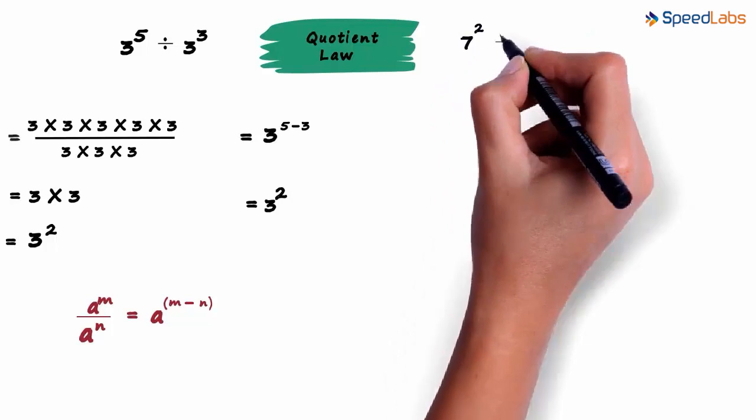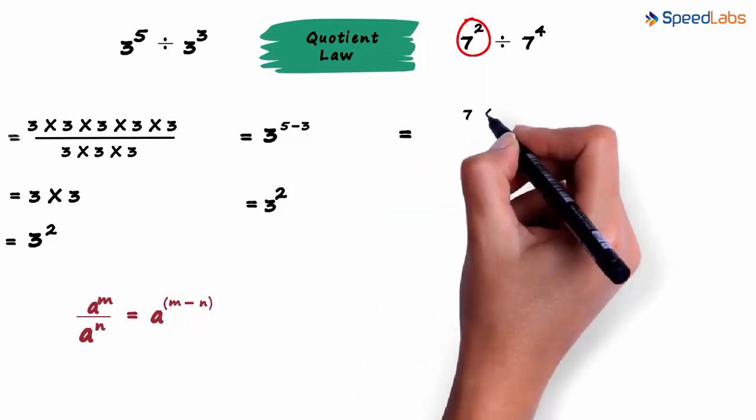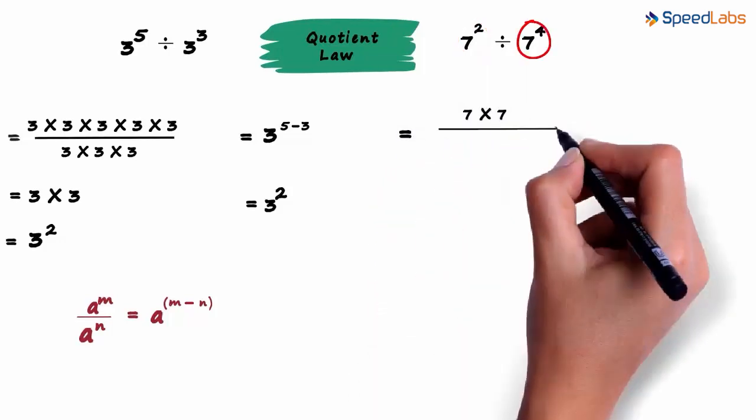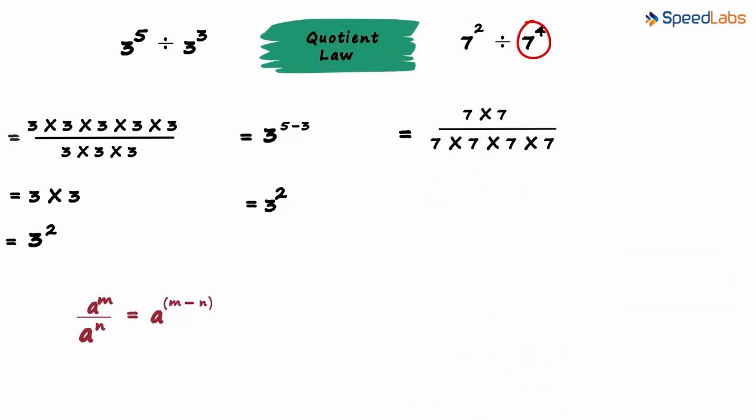7 raised to 2 divided by 7 raised to 4. In this case, notice that the power of the dividend is lower than the power of the divisor. 2 is less than 4. There are two ways of solving this example too. This would equal 7 multiplied by 7 as the exponent is 2, and this would equal 7 multiplied by 7 multiplied by 7 multiplied by 7 as the power is 4.